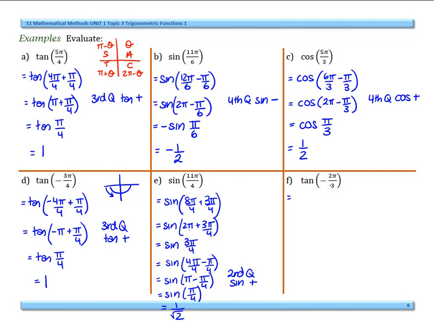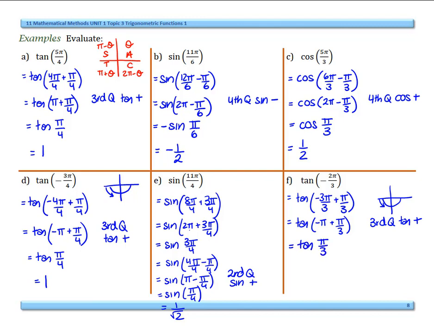Next one, tan of negative 2 pi on 3. Tan of negative 3 pi on 3 plus pi on 3. So that's tan of negative pi plus pi on 3. Again, it's a negative, so I'd like to draw. We go around to negative pi, and then we come back again in the positive direction. So we are in our third quadrant. So tan is positive. So that's the same as tan of pi on 3, and tan of pi on 3 is root 3.